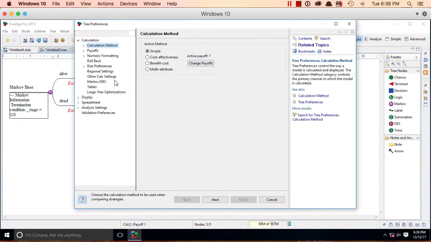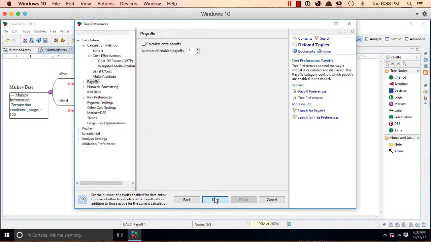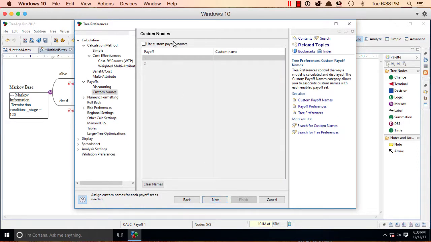When you convert the state transition diagram into a tree, we configure the model here, and then it's a cost effectiveness analysis. Willingness to pay, let's just default to $50,000 per quality adjusted life year again, put the willingness to pay in there. And then, again, I just like to label the payoffs. So the first one, I always put cost in dollars, and then the second one, I always put effectiveness and quality adjusted life years.